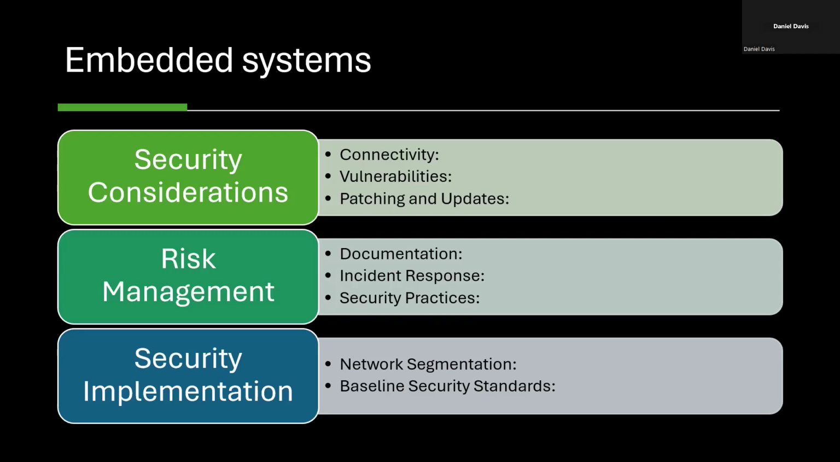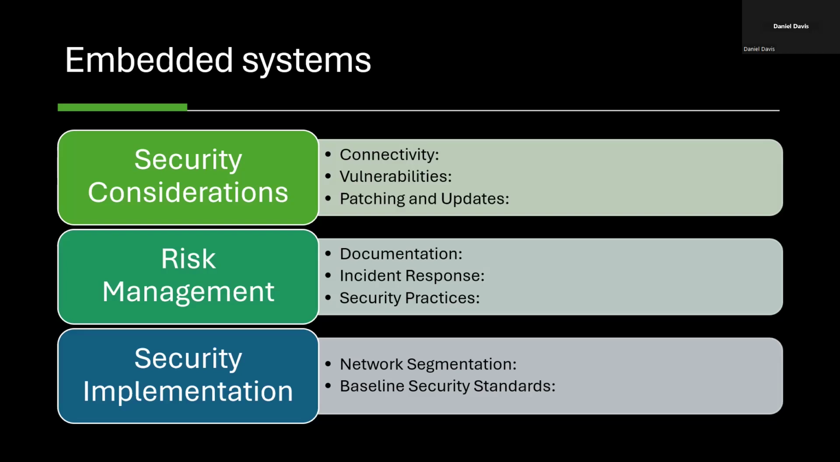A little bit more on embedded systems. Let's look at first some of our security considerations. Connectivity. We need to assess how embedded systems interface with the world. Vulnerabilities. We need to identify network services, assess default configurations, and determine security weaknesses. Patching and updates. We need to learn how the system is updated, establish a regular patching cycle, and ensure updates match the device's usage and threat model.